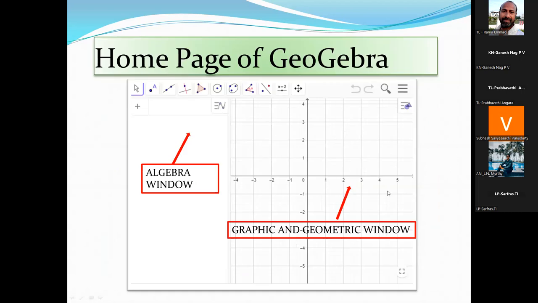So this is the home page of GeoGebra. On the left hand side, we can see the algebraic window, and on the right hand side, the graphic and geometric window. In the top left corner, you can see the toolbars. And at the bottom, you can see the input bar.